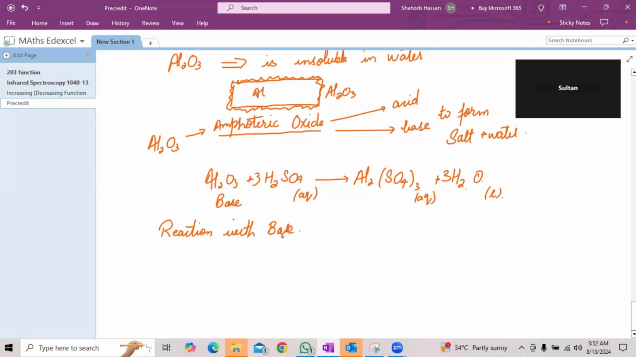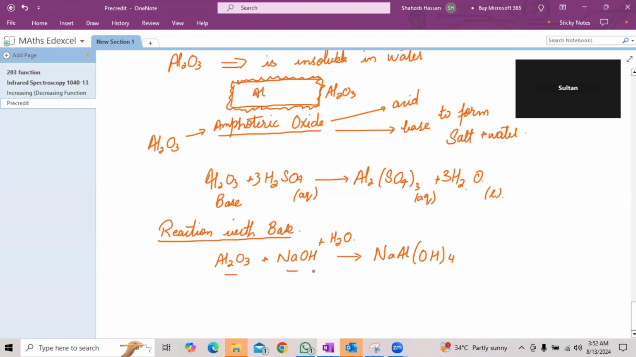Now let's consider the reaction of aluminium oxide with base as well. When aluminium oxide reacts with sodium hydroxide, it is going to form sodium aluminium hydroxide like this. Is that clear? And it also reacts with water here. So this is its reaction with base.